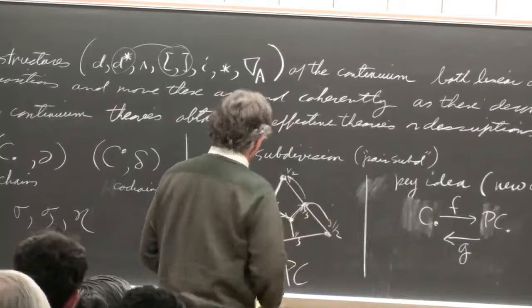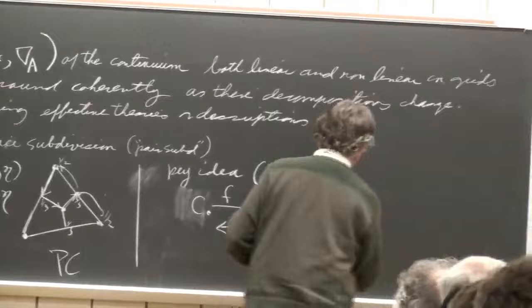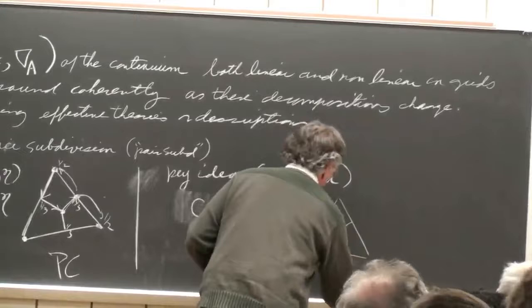Then, let's see, what do the edges do? For example, this edge here goes to one-sixth of this edge plus one-sixth of this edge.